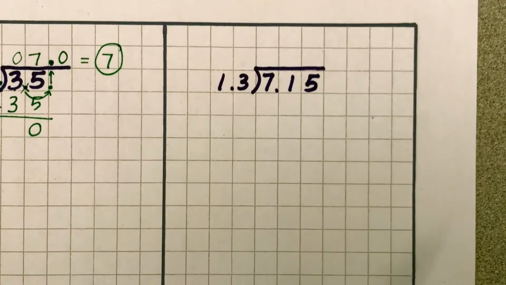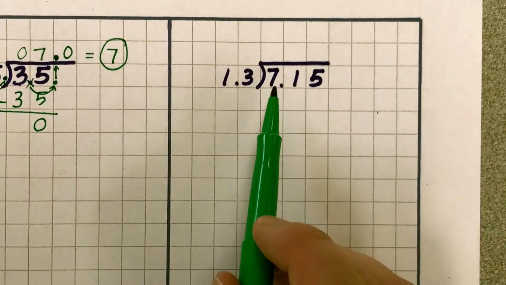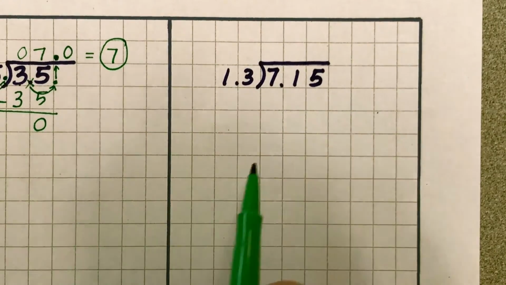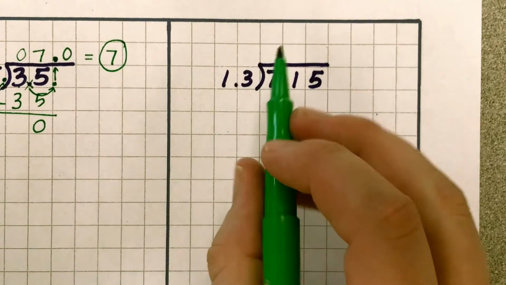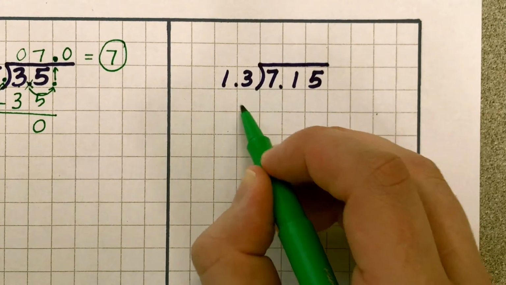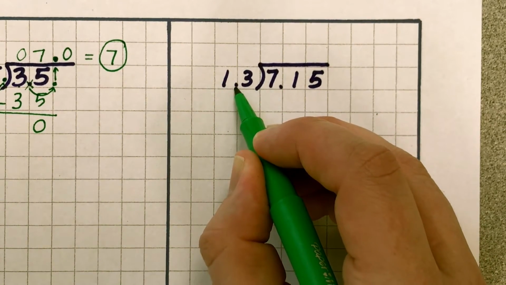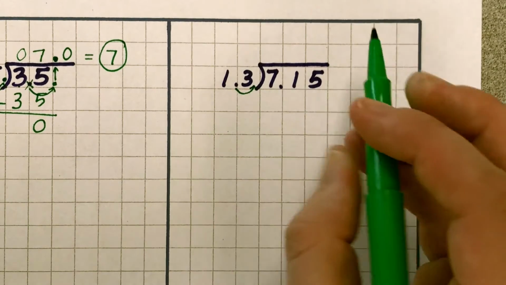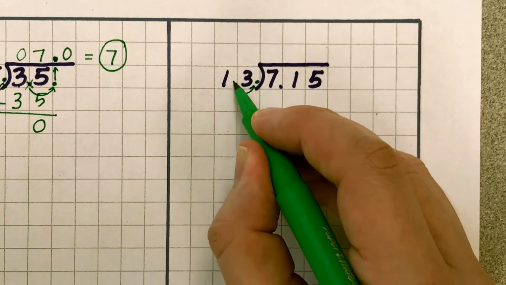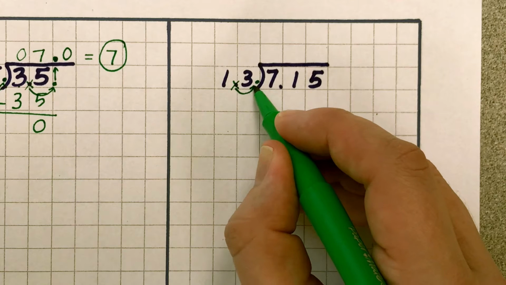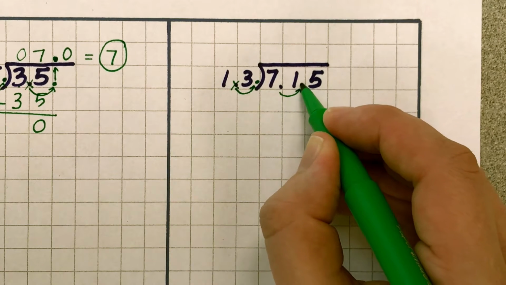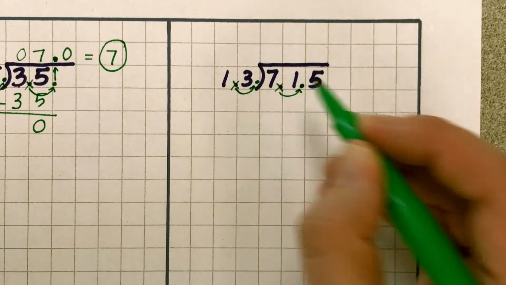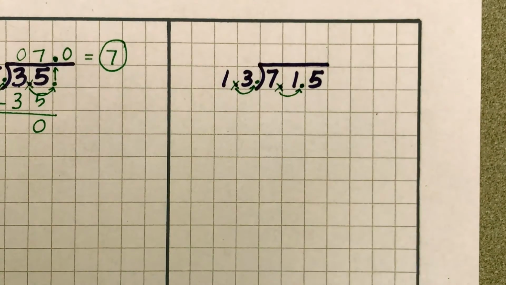All right, so let's do our second example problem. Now we are working with 7.15 divided by 1.3. So again, same first step. We're going to move our decimal so we are working with a whole number on the outside. Okay, we're going to move this decimal over. So now we have 13, and we moved 1 time on the outside, so we're going to move 1 time on the inside. Okay, so now we have 71.5.